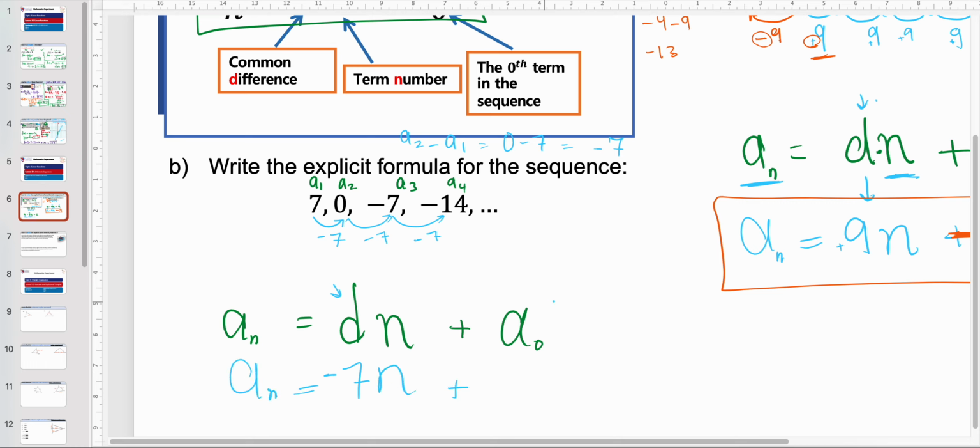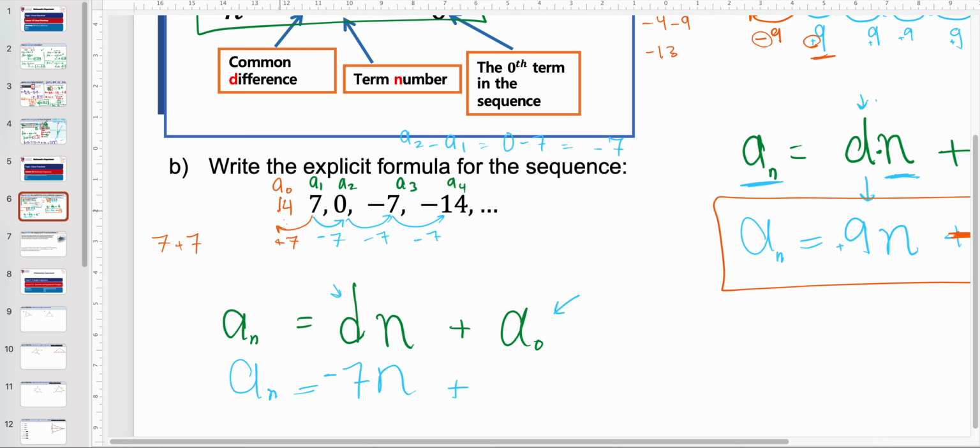We want to find a0. a0 is basically the term that is behind a1. How can I find it? Every time I'm subtracting 7, so to go backward you have to do the opposite, which is adding 7. That's a1 plus 7, add 7 to move backward. So in this case it's going to be 14.